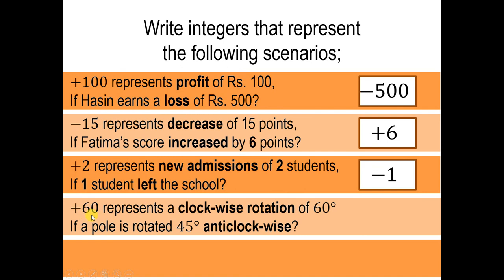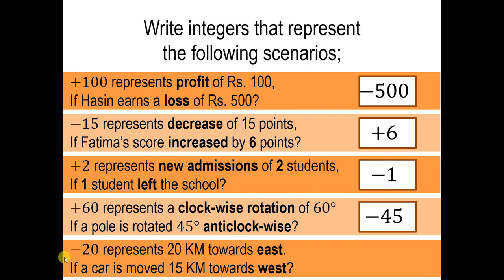Next, plus 60 represents a clockwise rotation. Clockwise means like this, as a clock walks, right? Sorry, it represents 60 degrees. If a pole is rotated 45 degrees anti-clockwise, anti-clockwise means opposite of clockwise, right? So the positive numbers are representing clockwise rotation. So to represent an anti-clockwise rotation, we have to use a negative number. So there is a rotation of 45 degrees, so it would be minus 45.